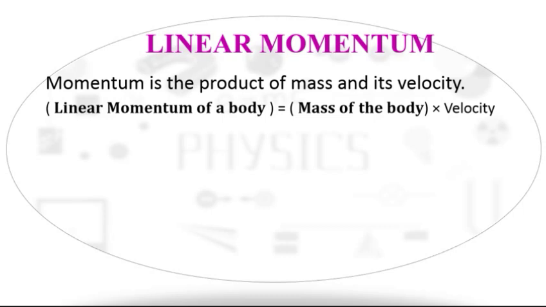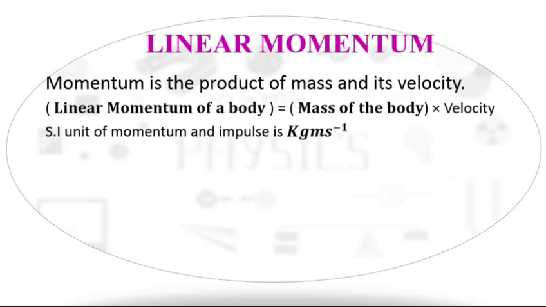It means its unit will be the kilogram, which is for mass, then meter per second, which is for velocity. So kilogram times meter per second gives you kilogram meter per second. So that is the SI unit of momentum. Well, it shares a unit with the impulse. We shall look at impulse in another video.